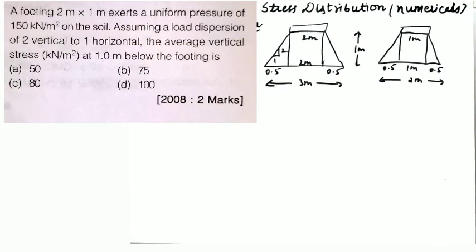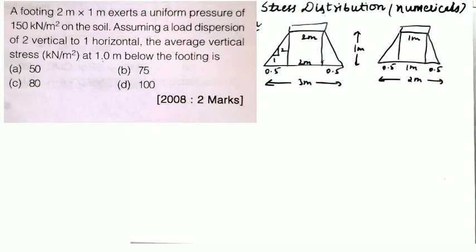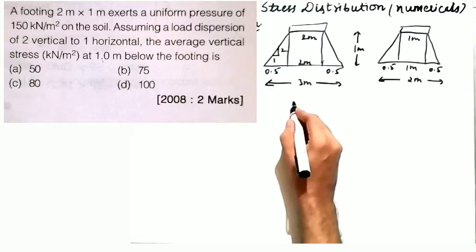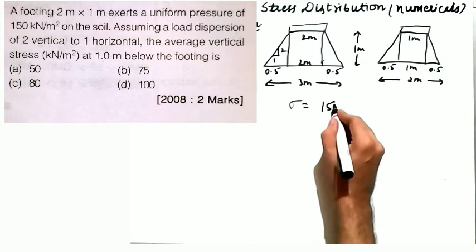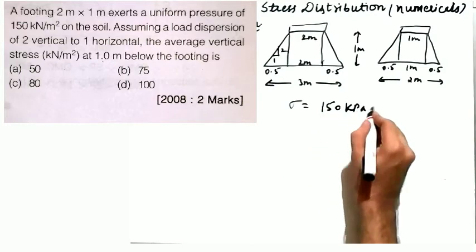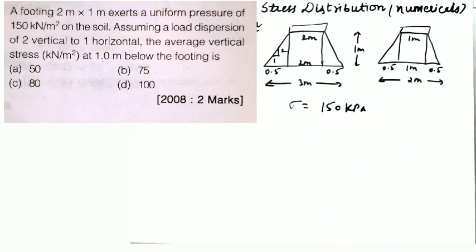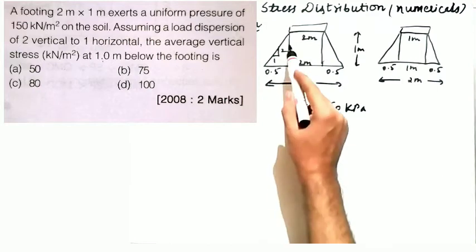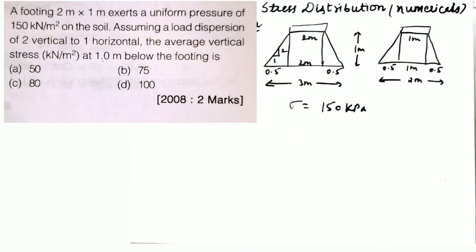The next question says that a footing, a rectangular footing of dimension 2 meter by 1 meter, exerts a uniform pressure of 150 kilonewton per meter square. The stress is given as 150 kilopascal on the soil, assuming a load dispersion of 2 vertical to 1 horizontal. I have already made this dispersion, 2 vertical to 1 horizontal.